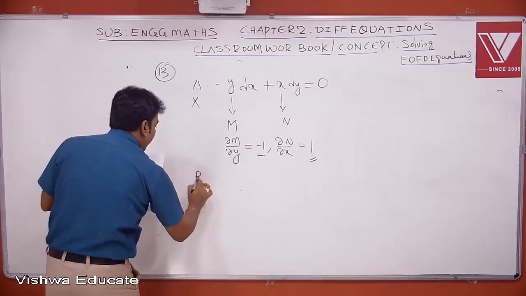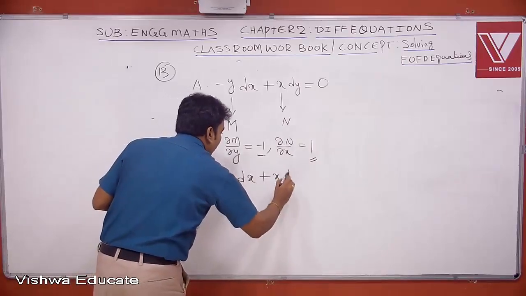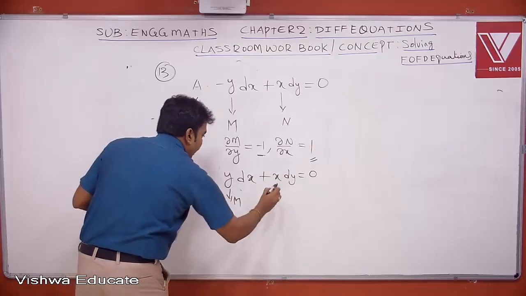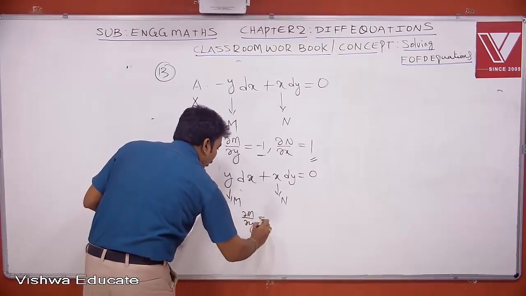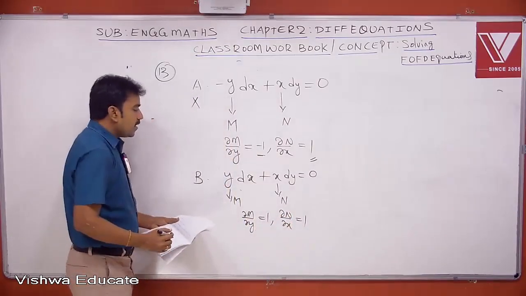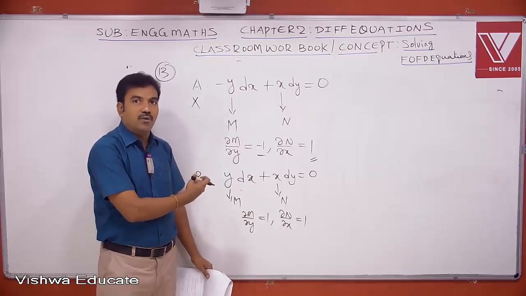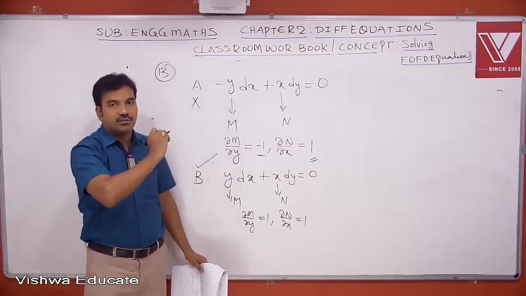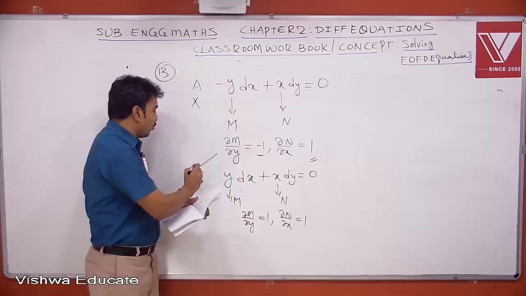Now look at option B. It is y dx plus x dy equal to 0. Now the M value is y and the N value is x. So in this case, dou M by dou y is 1 and dou N by dou x equal to 1. Therefore, when you verify option B, both dou M by dou y and dou N by dou x quantities are the same. So this is an exact equation. Therefore, for question number 13, option B is the right answer.